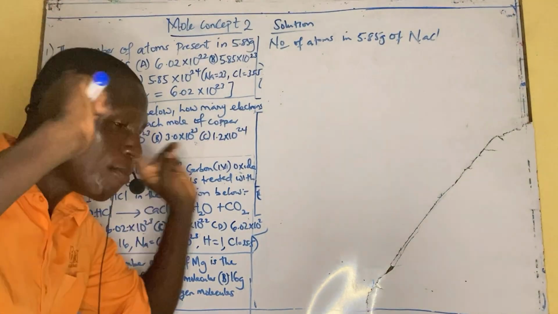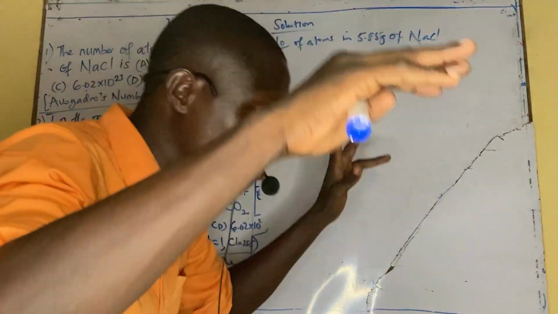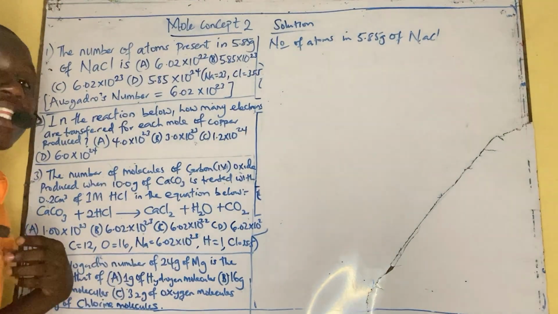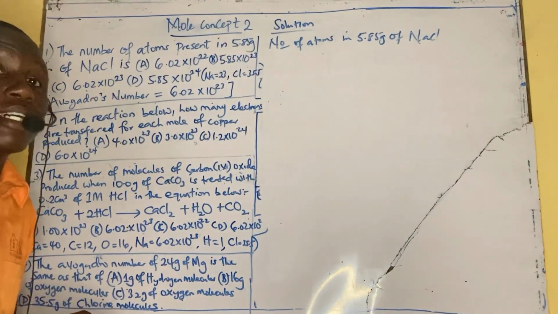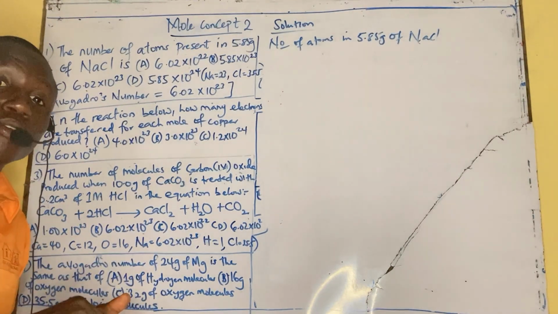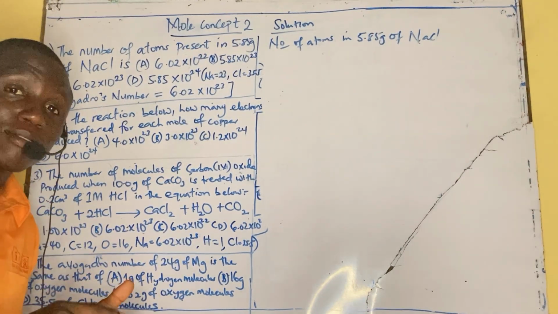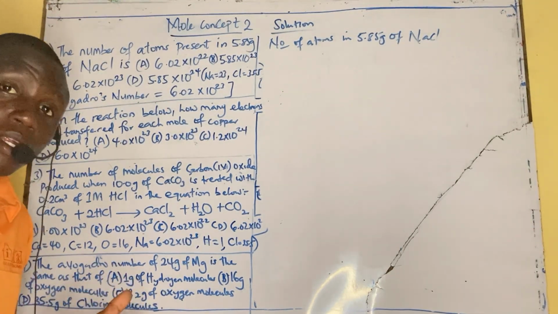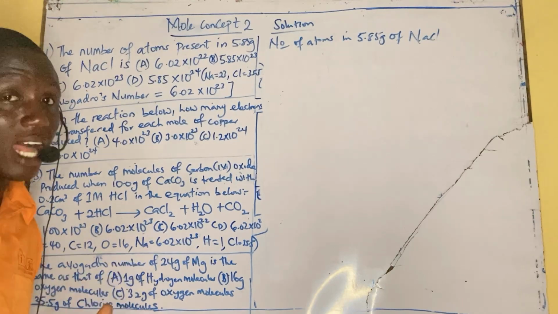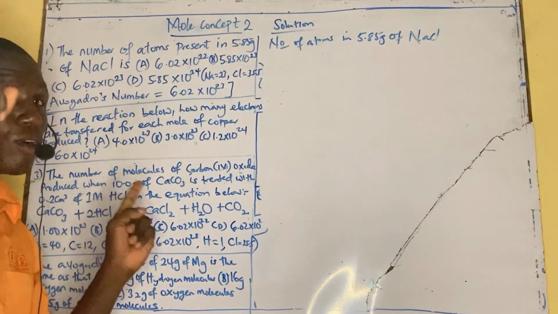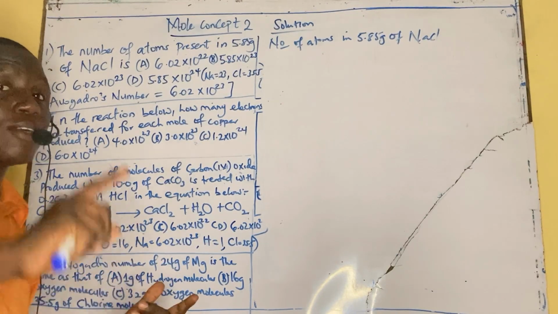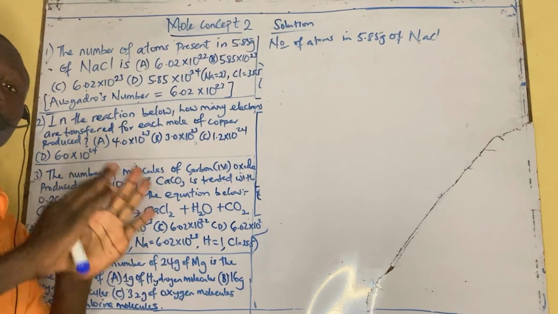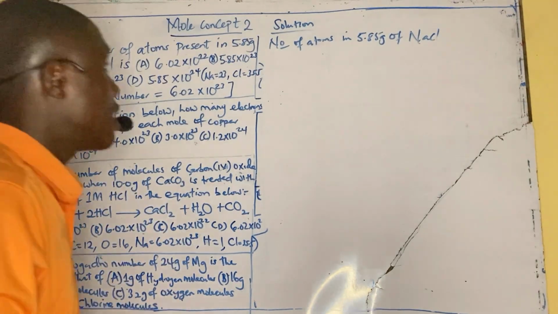Whenever you hear number of atoms, number of ions, number of molecules, they are referring to the particles contained in that substance, for which we are going to use Avogadro's number. That's why Avogadro's number can be expressed as 6.02 times 10 to the power 23 molecules, ions, or atoms. And I've told you that 1 mole of that substance contains 6.02 times 10 to the power 23 molecules, ions, or atoms.